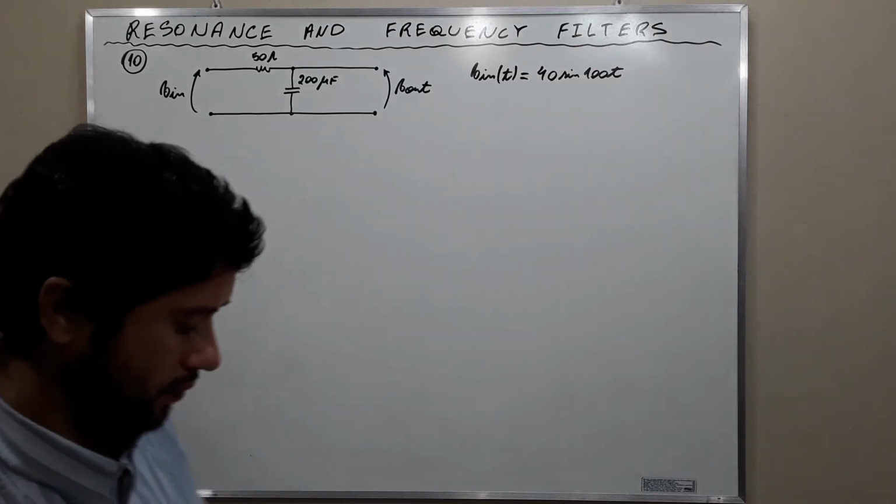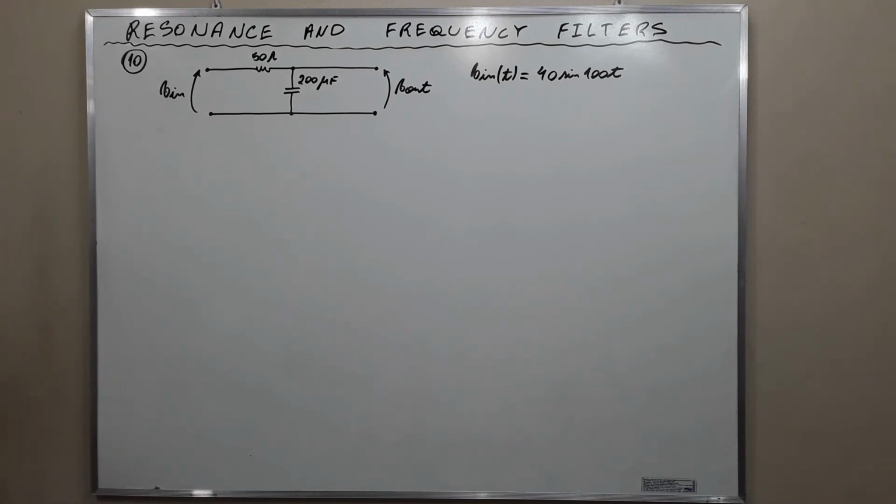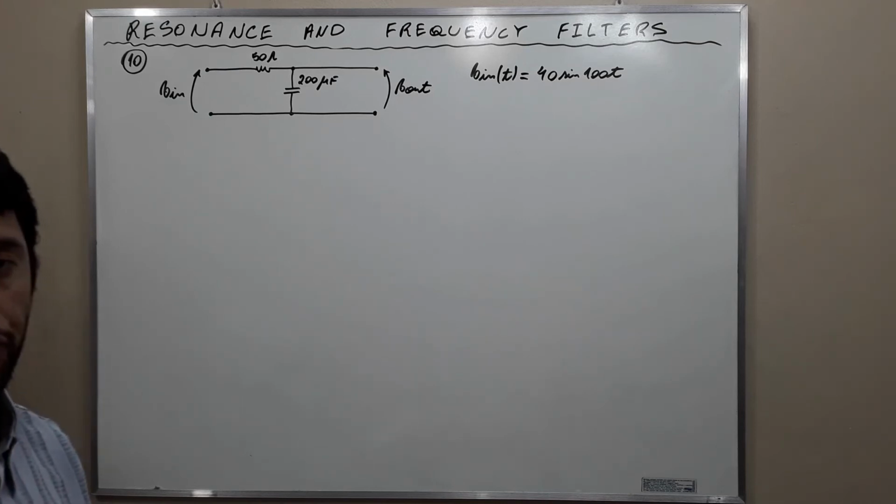Exercise 10: a voltage of 40 sine 100t is applied at the input terminals of the filter. What is the amplitude of the output signal? Okay, my friends, this is question 10. Let's go to the solution.